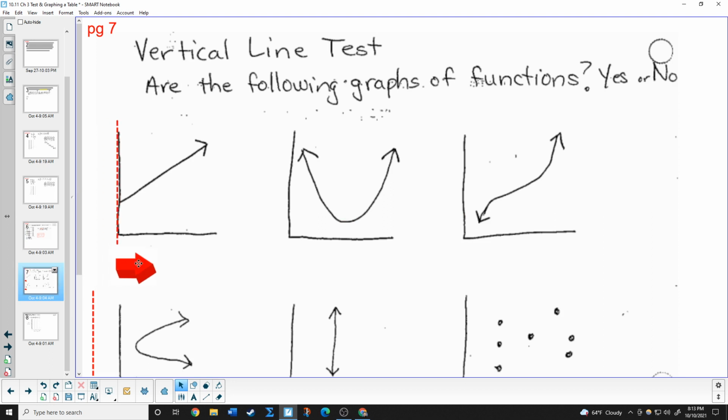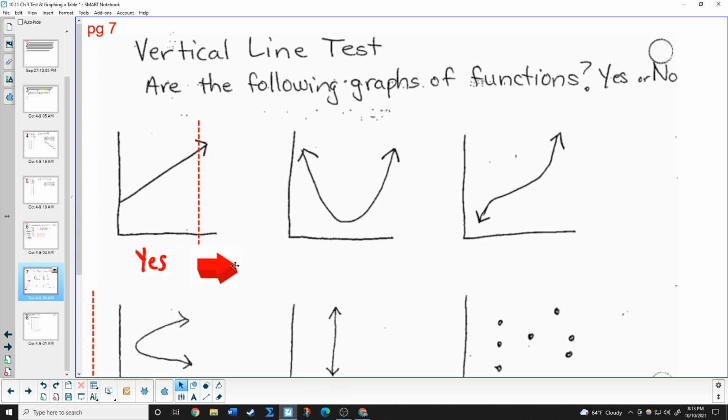What that means is we're going to take a vertical line, this is our red line right here, and pass it through our entire line. As long as it goes through and never touches the line twice at one time, then it is good. It passes the vertical line test and it is a function. In this case, we don't count the arrow right here. At no point does the vertical line touch the line twice. So this does pass the vertical line test. So yes, this is a function.